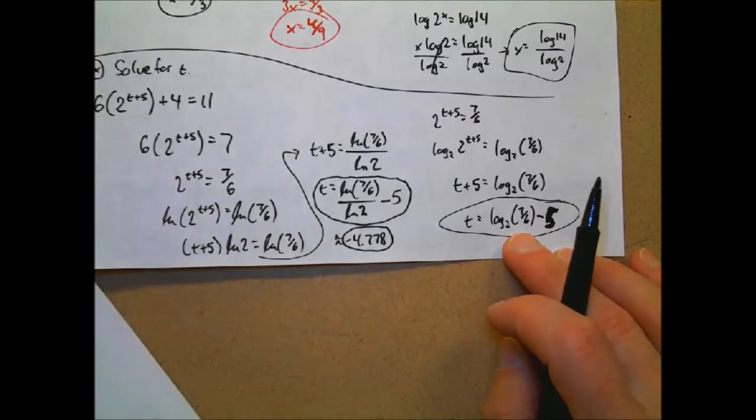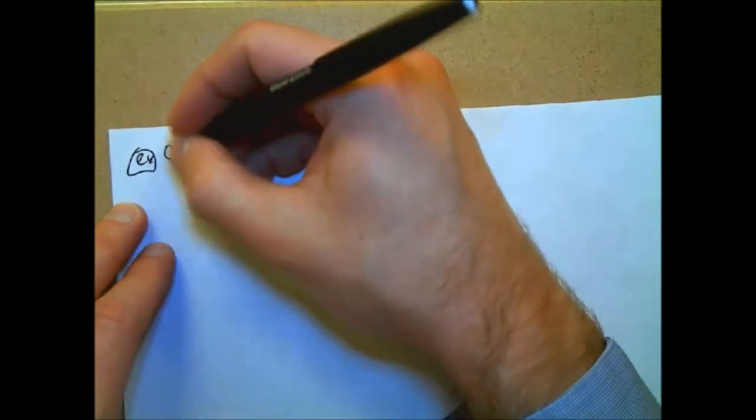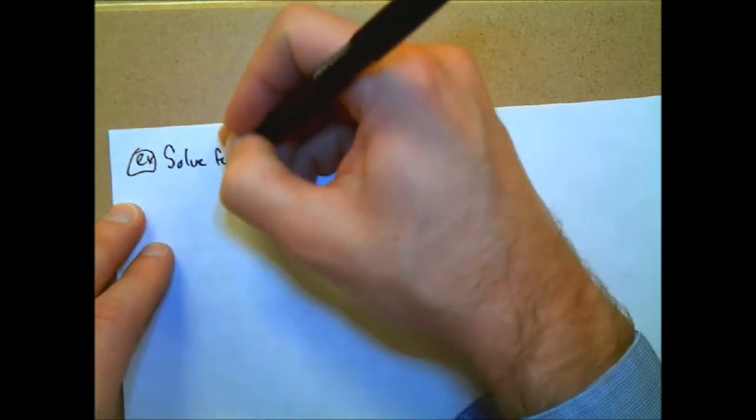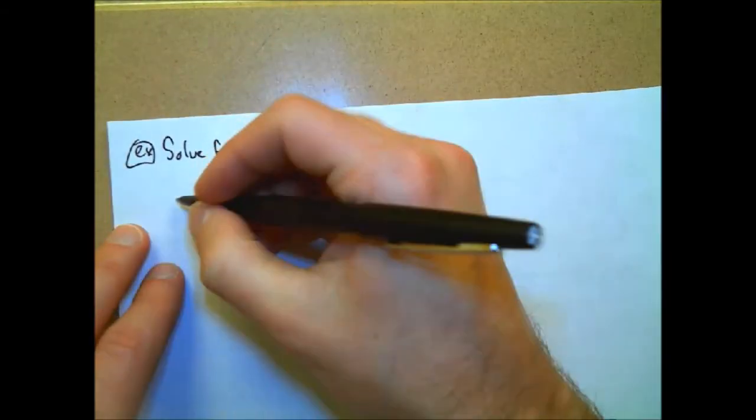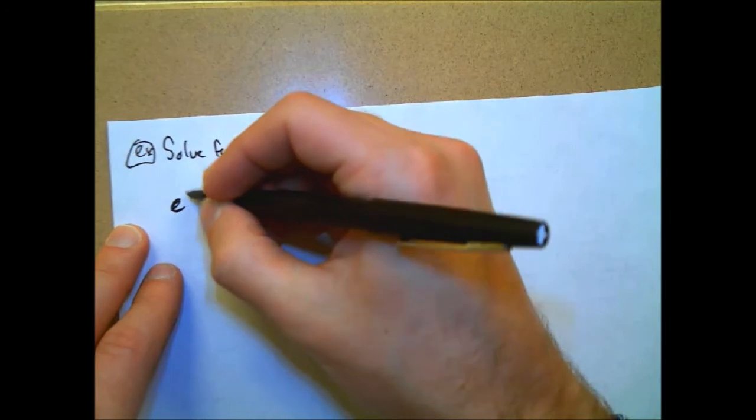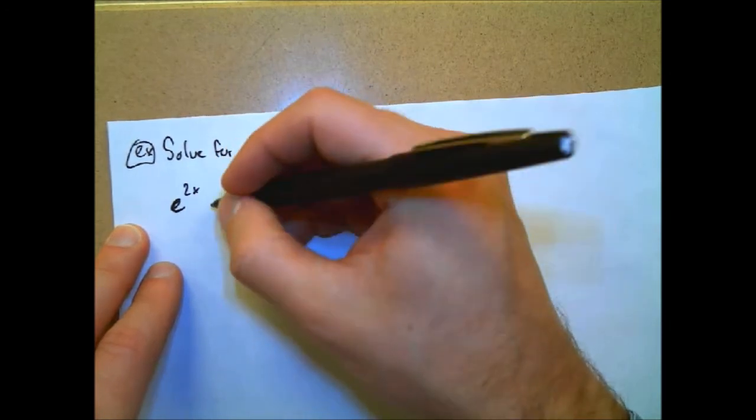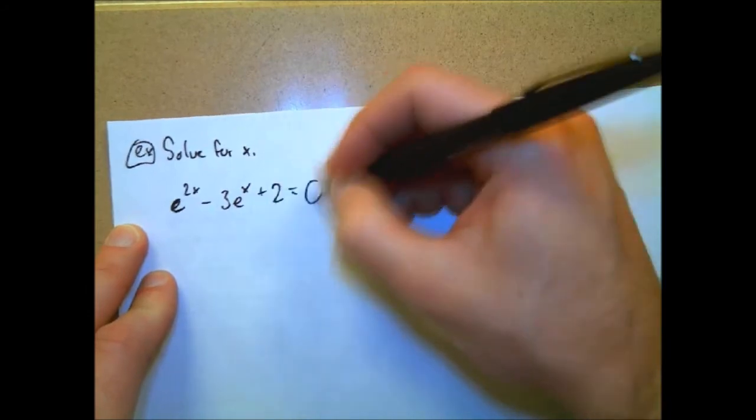I got one more I want to show you here. Just didn't have enough space. So we'll just start a whole new sheet. But it's just for one problem. Last problem. All right. Same directions, solve for x. e to the 2x minus 3e to the x plus 2 equals 0. Okay, last one.